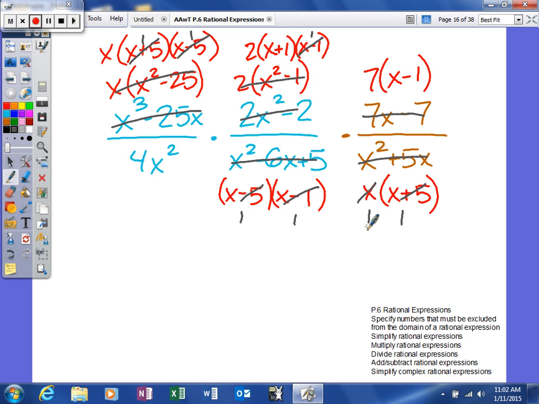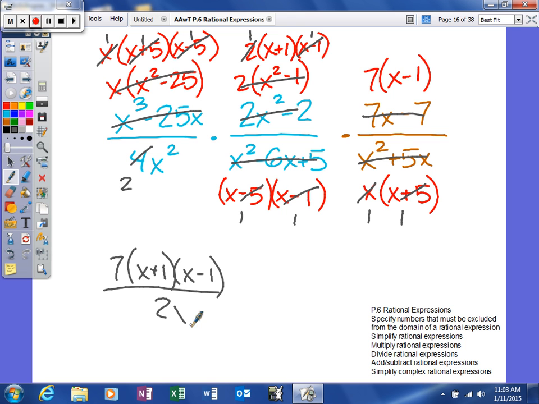I can divide this x by x and this x by x, and then 2 will go into itself once, and into 4 twice. So what's left? I have 1 times 1 times 1 times 1 times x plus 1 times 1 times 7 times x minus 1. So I have 7 times x plus 1 times x minus 1. In our denominator, we have 2x squared times 1 times 1 times 1 times 1, which would be 2x squared. And there you go.